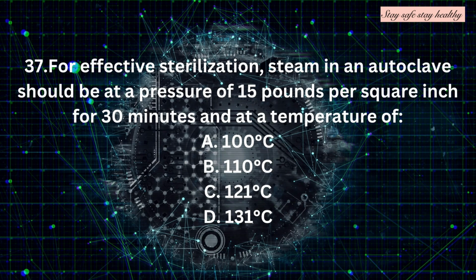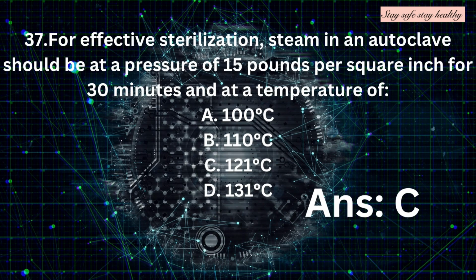For effective sterilization, steam in an autoclave should be at a pressure of 15 pounds per square inch for 30 minutes and at a temperature of A 100 degrees, B 110 degrees, C 121, D 131. Yes, it is C 121 degrees. To achieve chamber temperature of at least 250 degrees Fahrenheit or 121 degrees centigrade for a prescribed time, usually 30 to 60 minutes, they keep instruments in autoclaves.